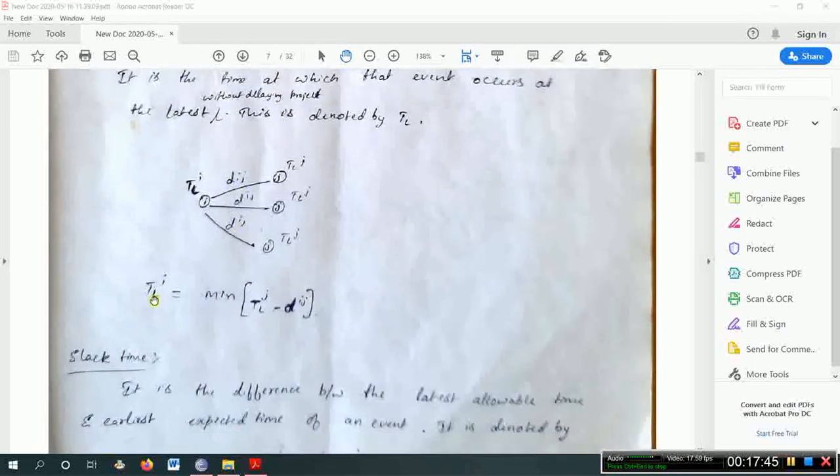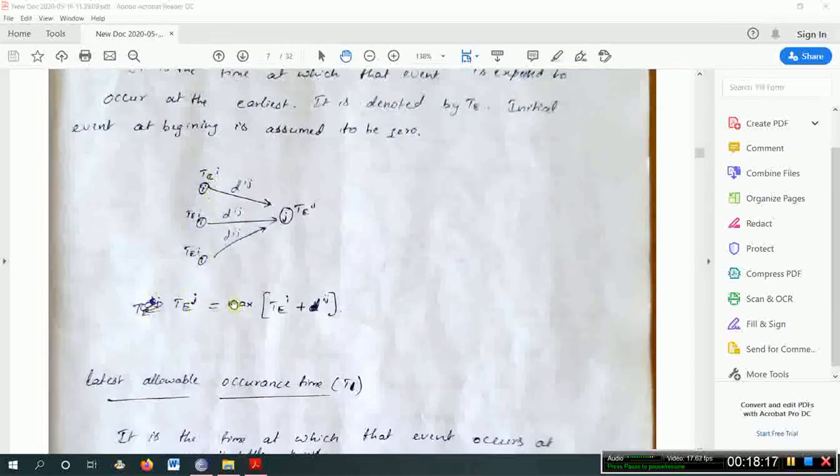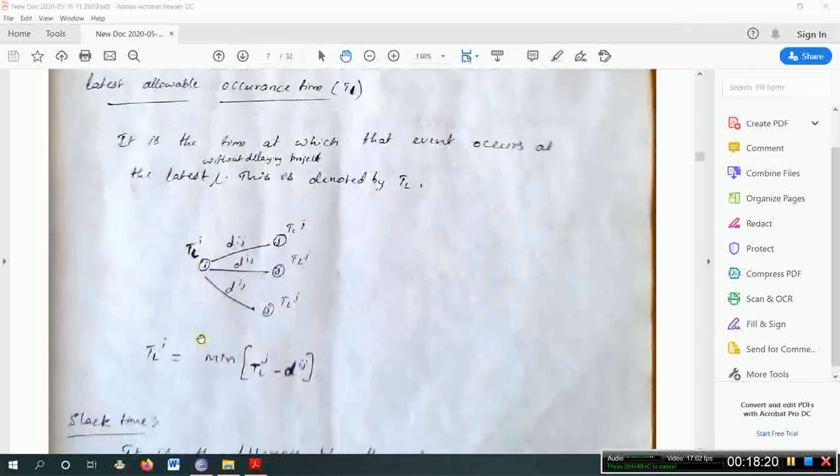Now this TL calculation is a backward pass computation. Here you need to calculate TLi, that is TLj minus Dij will give you this value. By calculating TL values, you need to choose the least value. If there are three activities coming towards this one event, you need to choose the least TLi among these. So whereas the TE value must be higher, the TL value must be lower.